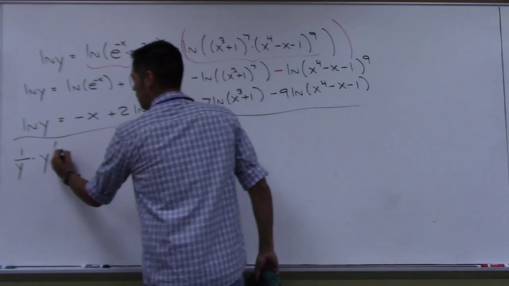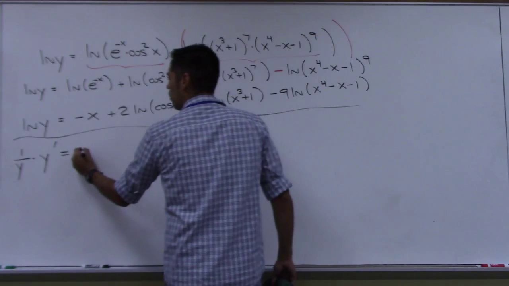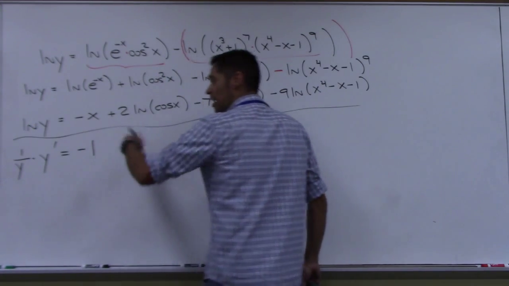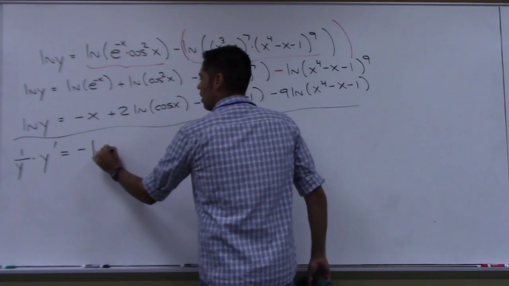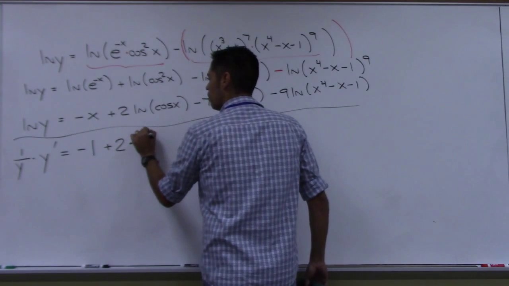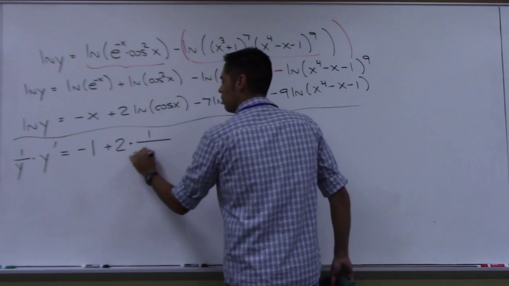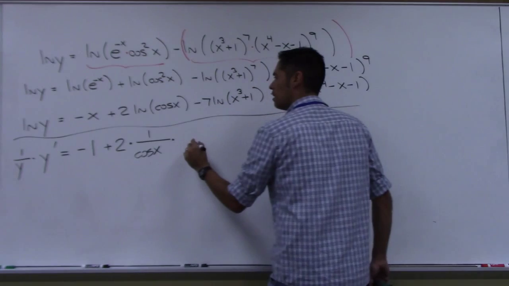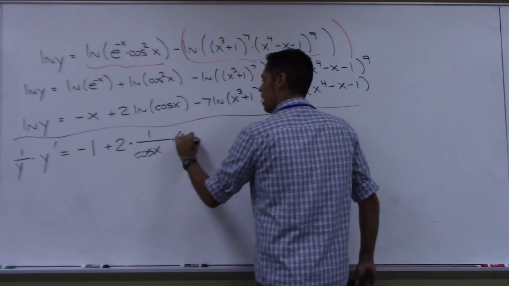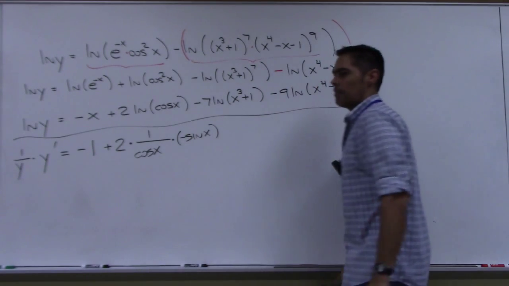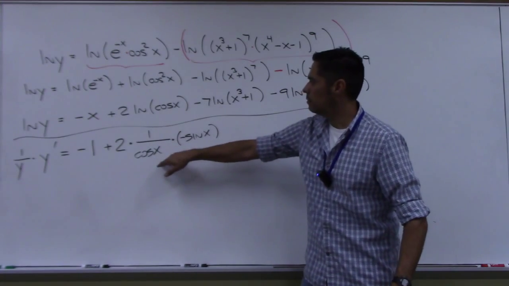Equals, you just told me this was -1, right? Now it's calculus. Okay, plus 2 times 1 over cosine x times negative sine x. So that's the derivative right here.